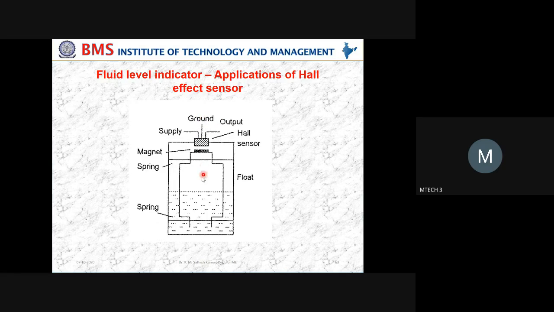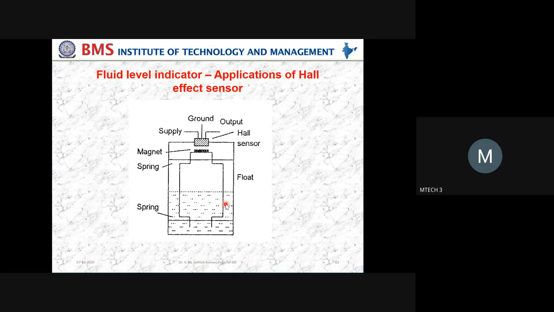Now I have what is called a float, which is going to move within this. At the top of the float, I have placed a magnet. Assume I am checking the level of fuel in the fuel tank. I have a bike, and I want to know the consumption of petrol. This is the sensor that I have attached there.